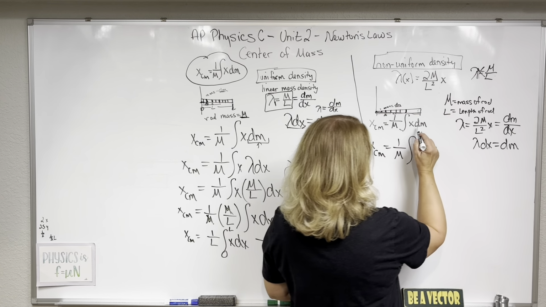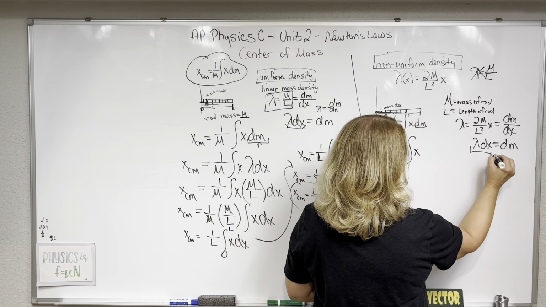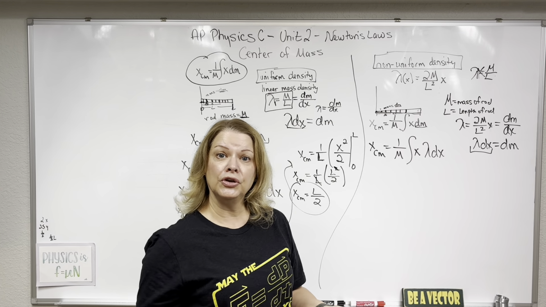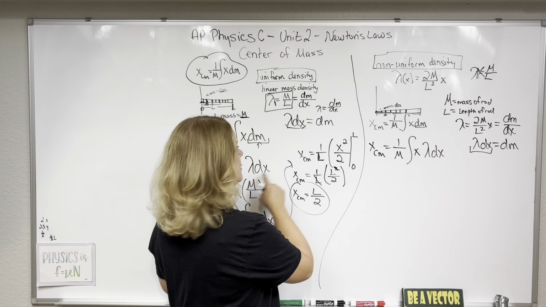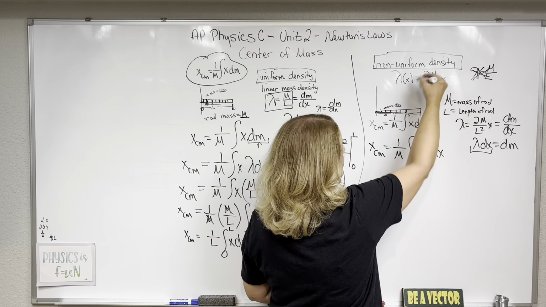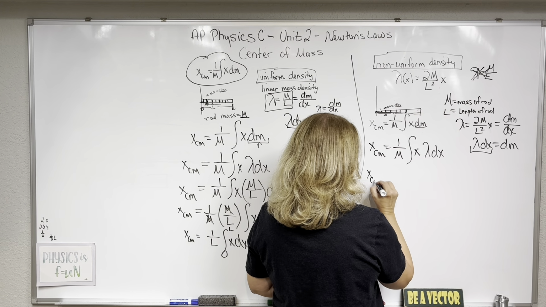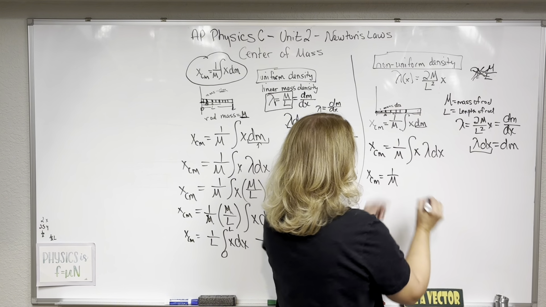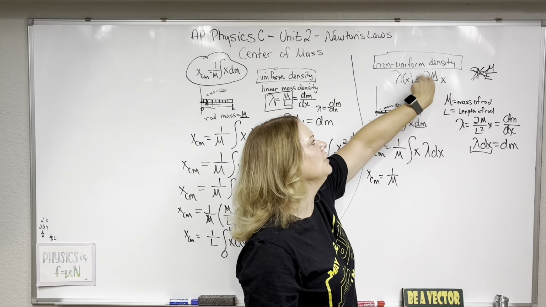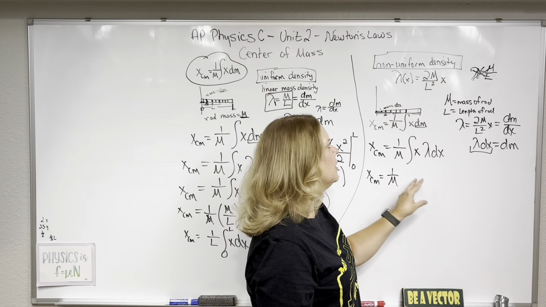Now I just plug in this expression for dm, which is lambda dx. That's looking good. Now I do like I did before. I'm going to sub in for lambda, but not mass over length. I'm going to sub in the new equation that they gave me, and they will have to give you that. It may not be 2, maybe 4, maybe 6, whatever. Whatever their expression looks like, you plug it in.